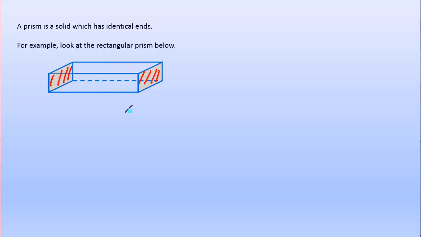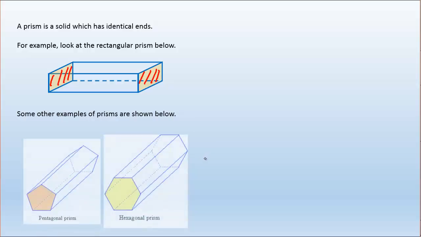the same and so on. But that's not the case with most prisms, just rectangular ones. We just have to identify one end that's the same. Some other examples of prisms are shown below.